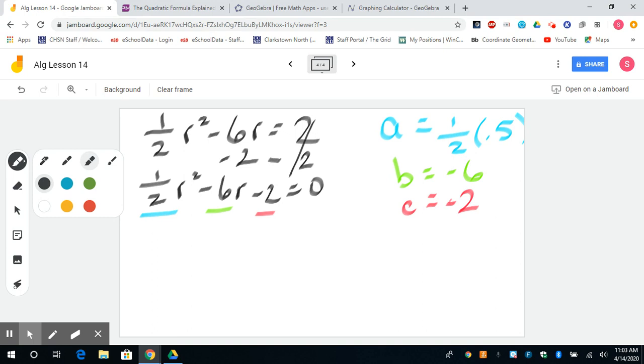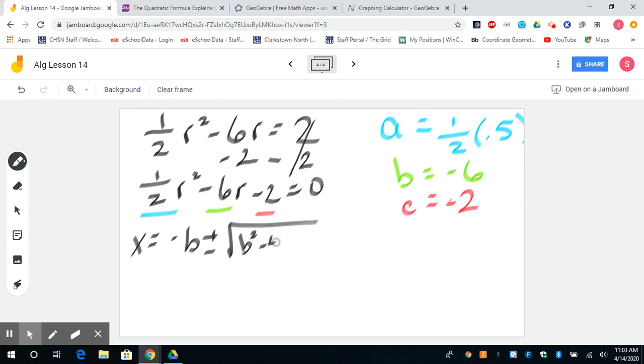Okay, now I'm going to plug it into my formula. So my formula is x equals negative b plus or minus the square root of b squared minus 4ac over 2a. I feel like there's a song to remember this. I don't know the song. I was just really good at memorizing things in high school.